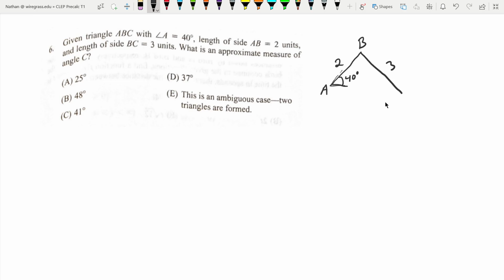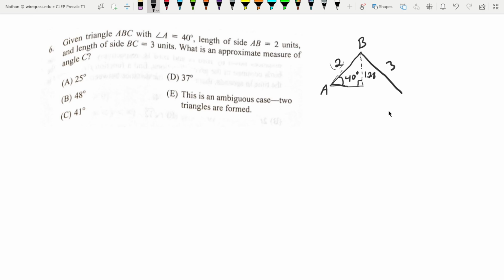That the ambiguous case only happens when this side length ends up being smaller than this length, but larger than the height. The height here is going to be sine 40 times 2 because sine is opposite over hypotenuse. So if we just do that in the calculator real quick, we get sine 40 times 2. I get 1.28. So that's the height here. It's just about 1.28. So of course 3 is bigger than that.